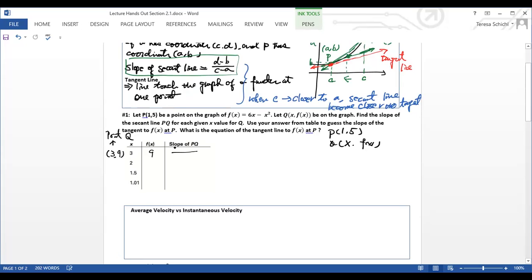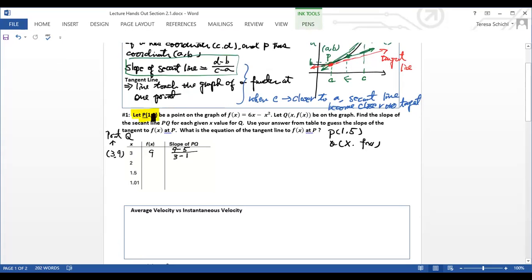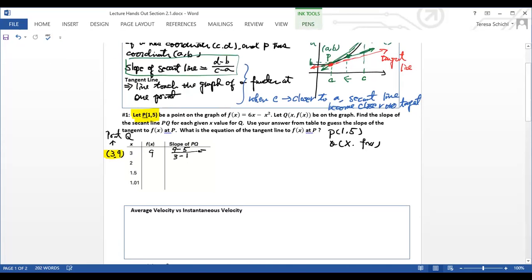slope. Slope is rise over run, so it's 9 minus 5, starting with the P, over 3 minus 1, because my point P is (1, 5). So this is my first point, (3, 9), and (1, 5). What is the slope? I got 2.